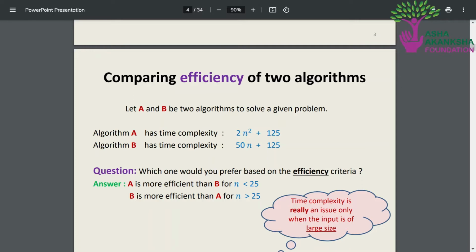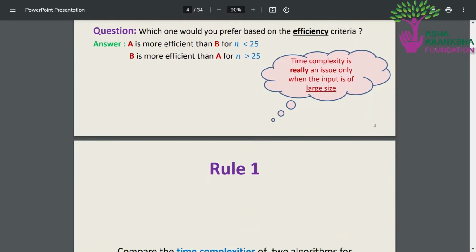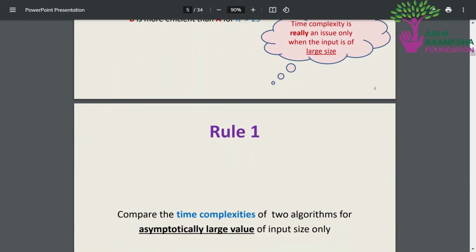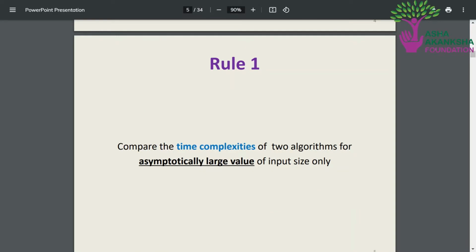So calculating time complexity by this method is an issue when the input size is quite large. We will discuss some more criteria for time complexity, but for now we should assume one rule: we compare the time complexity for high input values only, or you can say asymptotically large values, which basically tend to infinity when the input size is very high.